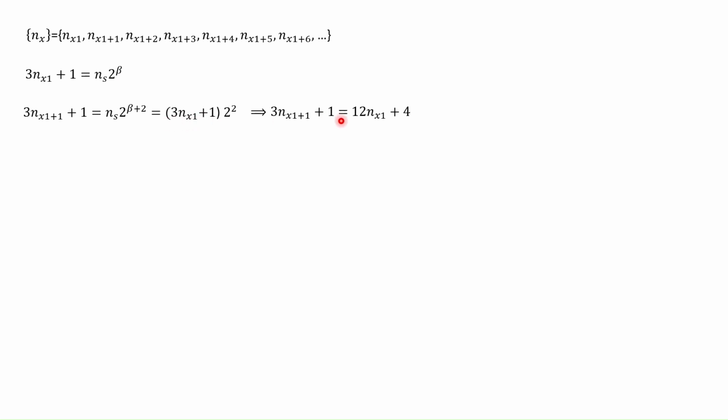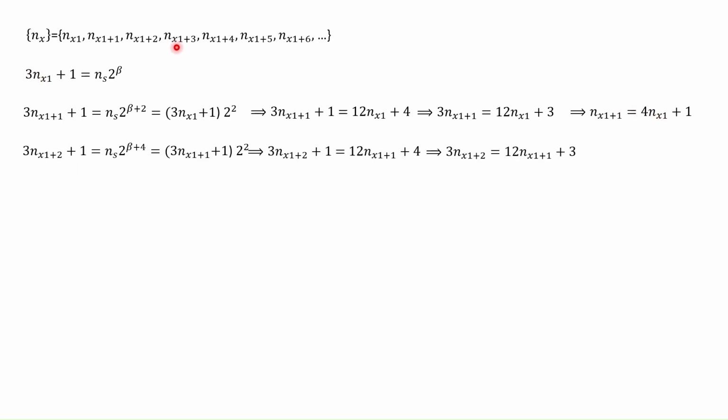Now we expand this and we get 12 nx plus 1, and then we can solve it further. We end up with 4 nx1 plus 1. So 4 into whatever this value is, we get the same thing. If we look for the third solution, first, second, third solution, nx1 plus 2, we end up with a similar nature of thing: 4 nx1 plus 1 plus 1.